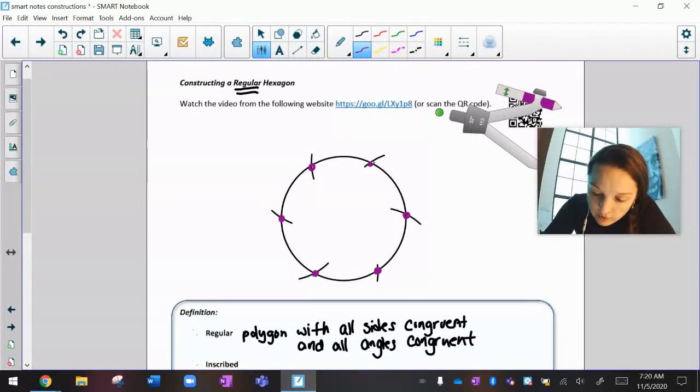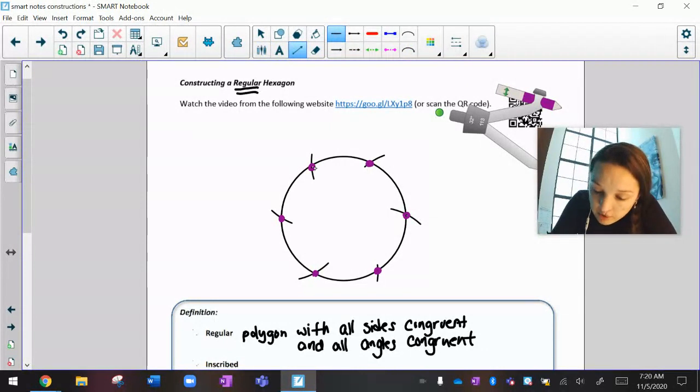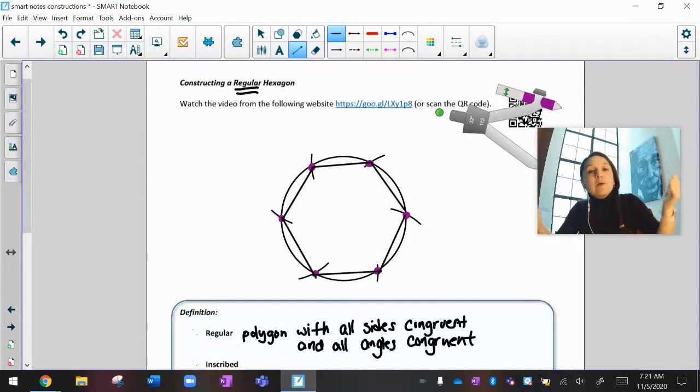And then with a ruler, you're literally just going to connect the dots. So I'm going to come over here and go dot to dot, dot to dot, dot to dot. And now I have a regular hexagon. So if you want to construct a hexagon, you draw a circle, you keep your compass the same setting, and then you draw 6 arcs around the outside of that circle that intersect it, and then just connect the dots to make an inscribed hexagon.